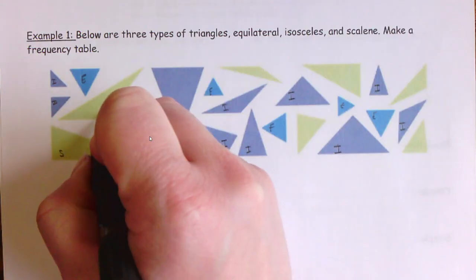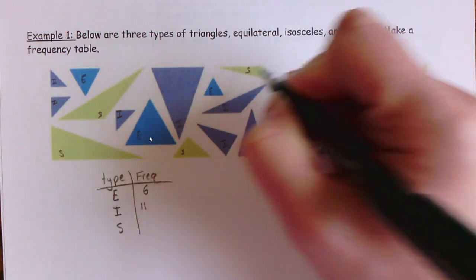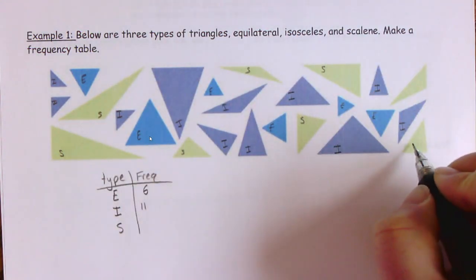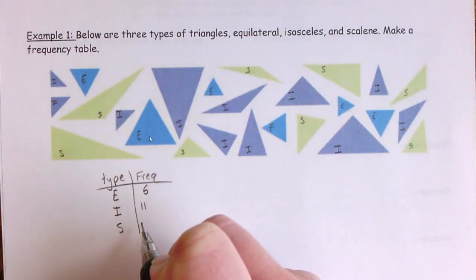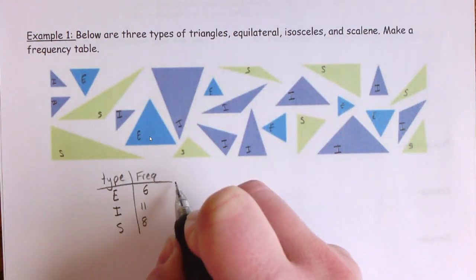And then all the green ones are scalene. And there are 8 of those.